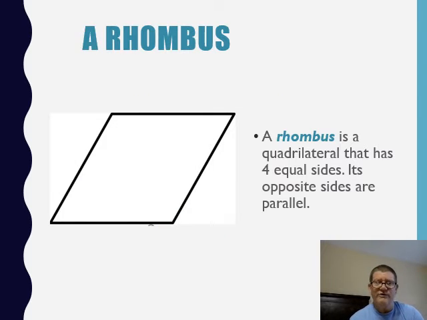All right, next thing is a rhombus. Now, a rhombus is a quadrilateral that has 4 equal sides. So just like a square, this side is equal to this side, equal to this side, equal to this side. So they're all the same size. Okay. So that's the only requirement for a rhombus. All 4 sides have to be equal. Now, since all 4 sides are equal, they will also be parallel with each other.